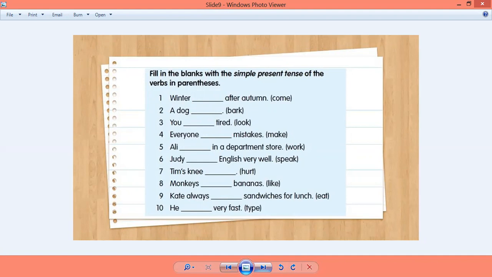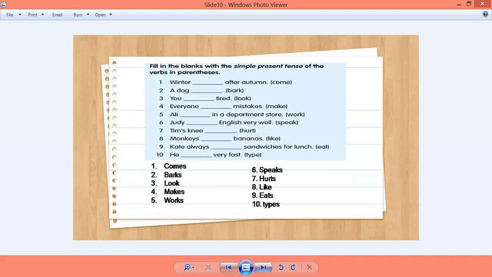So winter in itself is third person, right? हम winter से बात नहीं कर रहे, we are talking about winter, so that is third person. And winter is singular, तो come का क्या हो जाएगा? Comes. Winter comes after autumn. So hence you can now pause the video, solve all the rest 9 questions, and then you can check the answers. So I'm changing the slide. You can check your answer. A dog barks, right? A dog is third person singular, तो bark का हो जाएगा barks.